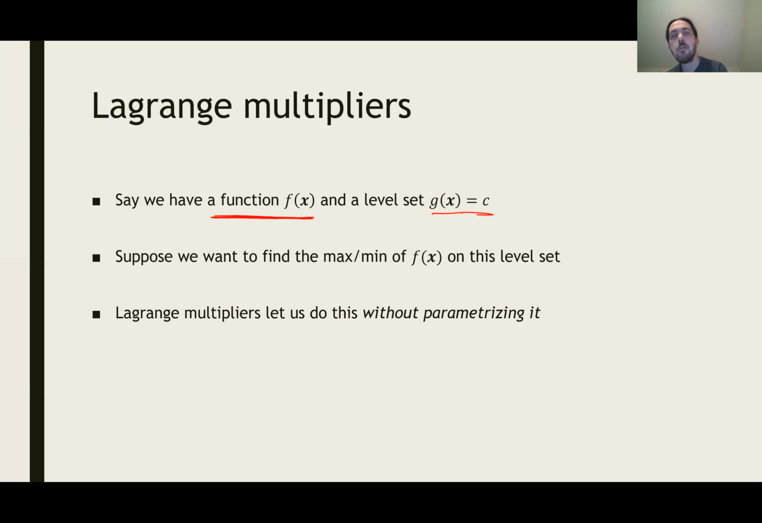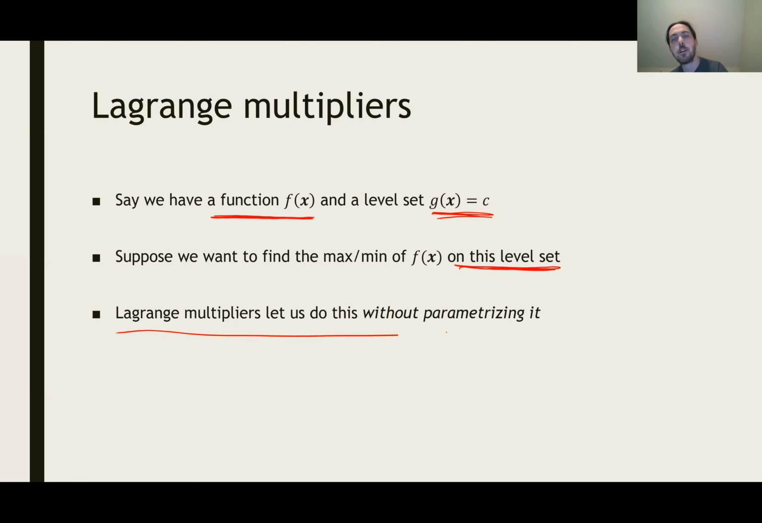So the setup is we've got some function f of x that we want to find the maximum and minimum of. And we've got some level set, some set of points that satisfy an equation. And we want to find the maximum and minimum of this function, but on this level set. So for example, we might be constrained and we don't want to find the absolute maximum and minimum, or we want to be maybe finding the max and min of the function f of x on the boundary of something.